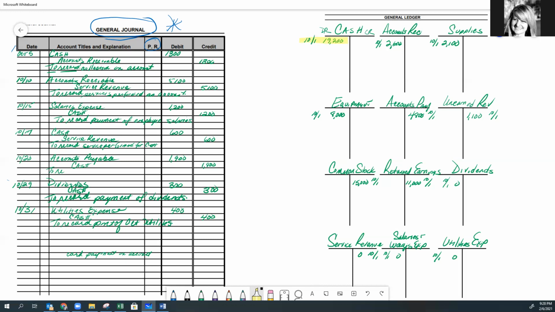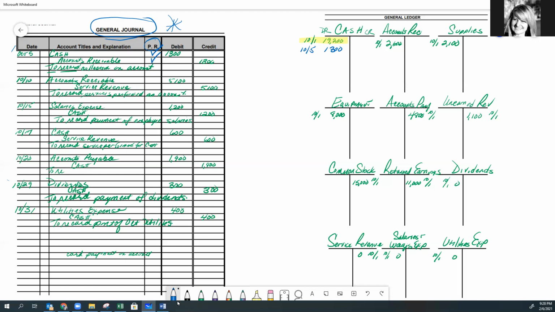Okay, so let's take the first transaction. In the first transaction, we are debiting cash. And so I'm going to put a check mark here. We're going to debit cash for $1,300. So over here, my cash account, I'm going to put the date, which is 10/5, and I'm going to write in my debit of $1,300. So that has now been posted into the cash account in my general ledger.